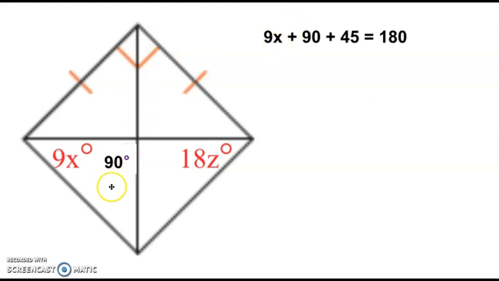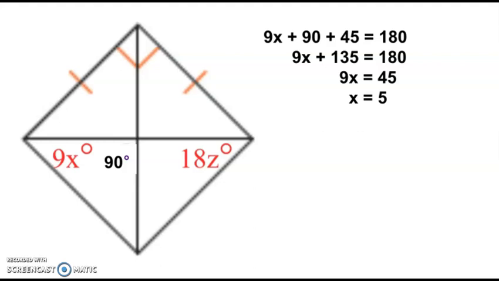We know each of these 3 angles add up to 180, so to find x, set up the equation 9x plus 90 plus 45 equals 180. Combine like terms, you get 9x plus 135 equals 180. Subtract 135 from both sides, you get 9x equals 45. Divide both sides by 9, and x equals 5.